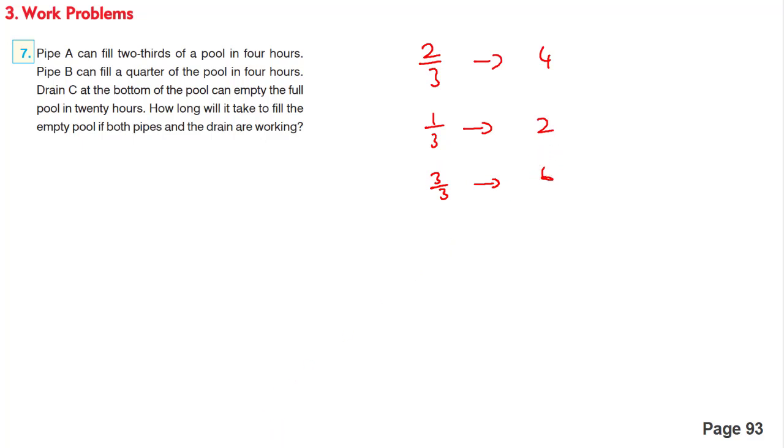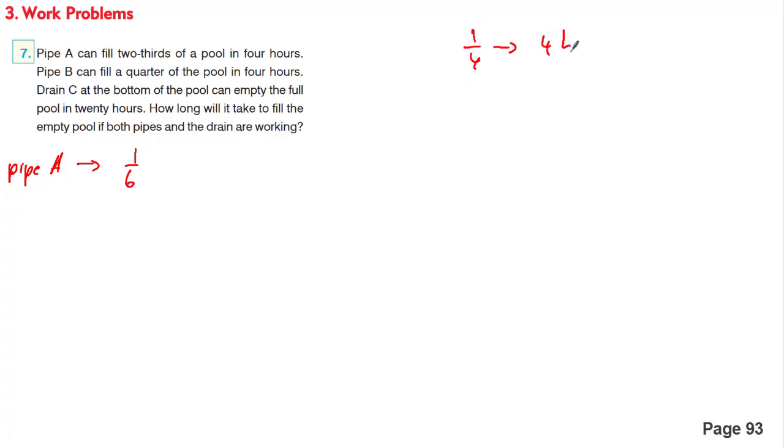So its work rate is the whole pool in 6 hours. Pipe A's work rate is 1/6. Great. Pipe B can fill a quarter of the pool in 4 hours. So if it fills 1/4 in 4 hours, multiplied by 4, it fills 4 quarters, which means the whole pool in 16 hours. So pipe B's work rate is 1/16.